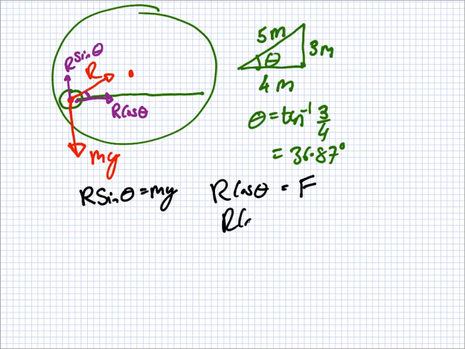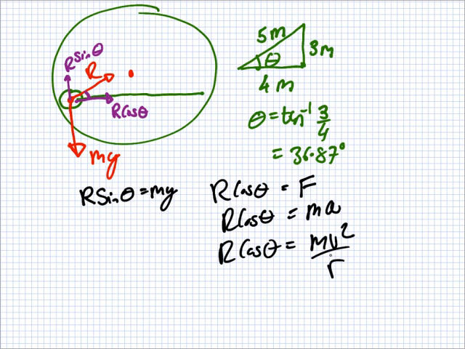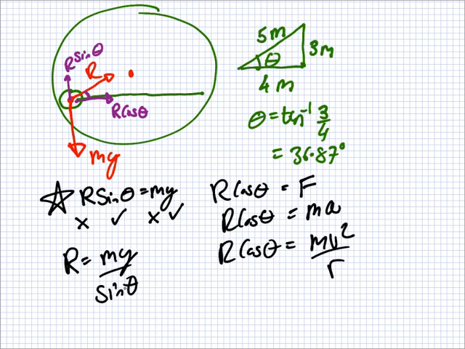Now, what did Newton say F equals? ma. And what is a here? v squared over r. Yeah. Right. Now, if you look at this formula here, do we know r? No. Do we know sine theta? Yes. Do we know m? No, actually we don't. And do we know g? Yes. Now if I rewrite this, I can say R equals mg over sine theta.